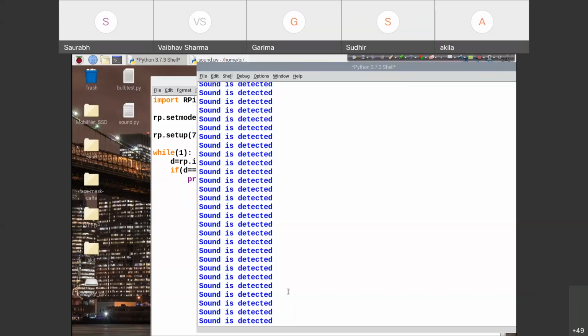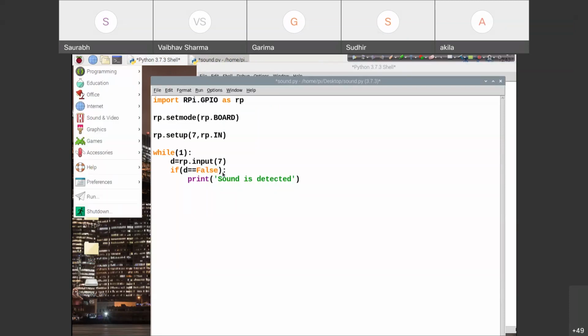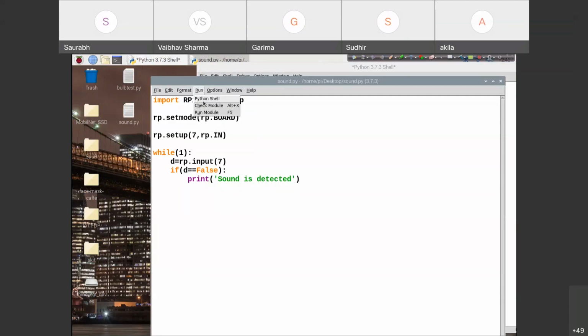Okay, so to adjust my VTH properly for this sound, one more thing, I guess we're getting opposite output. Let me just use false here. Just as I observed, try to run this.